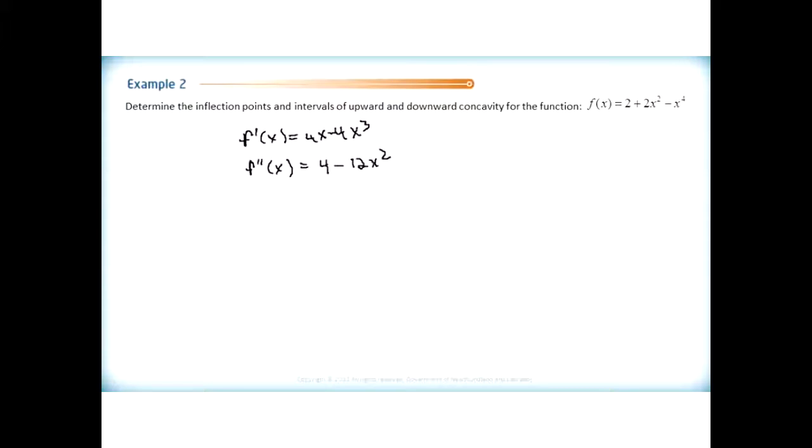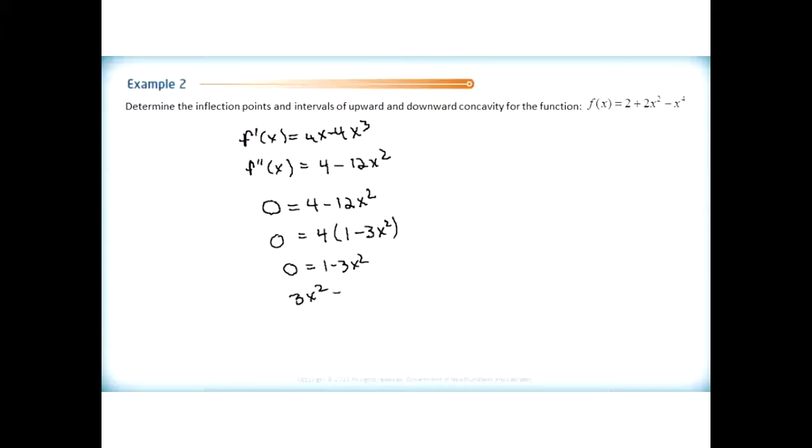Alrighty, so I'm going to set that equal to 0 to try and find possible changes in concavity. I know I'm not going to have to worry about where it's undefined because it's polynomial. I've got a common factor of 4 outside of 1 minus 3x squared, so I don't need to keep that common factor of 4 hanging around. I'm just going to find out where 1 minus 3x squared equals 0.